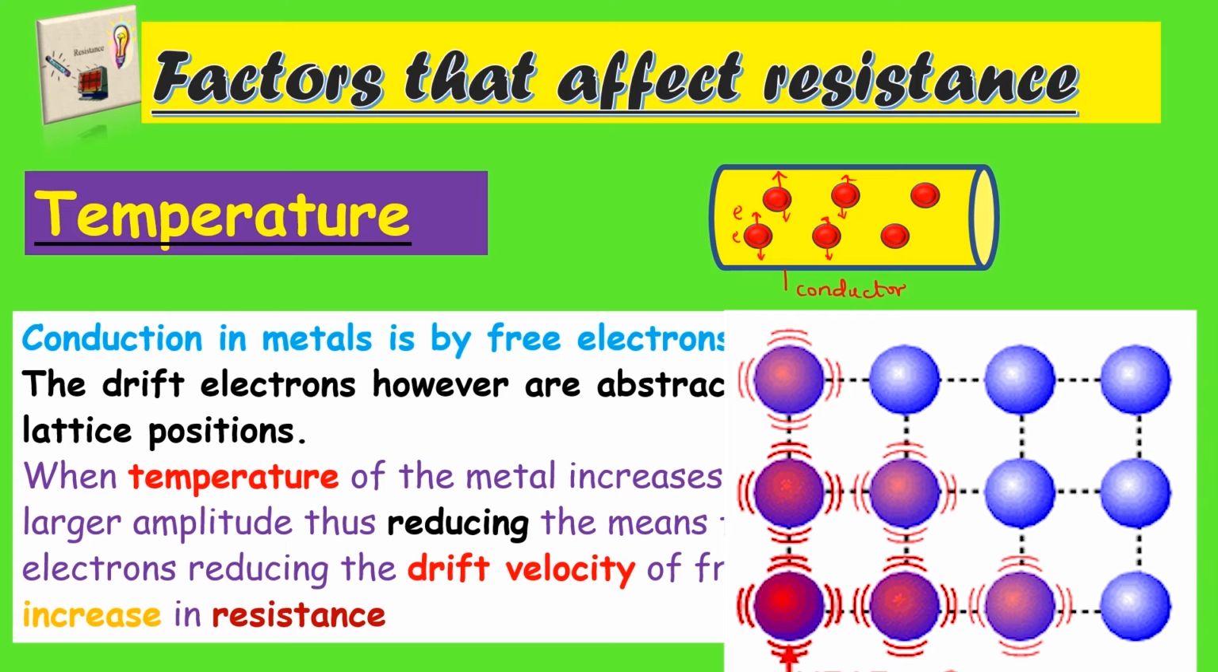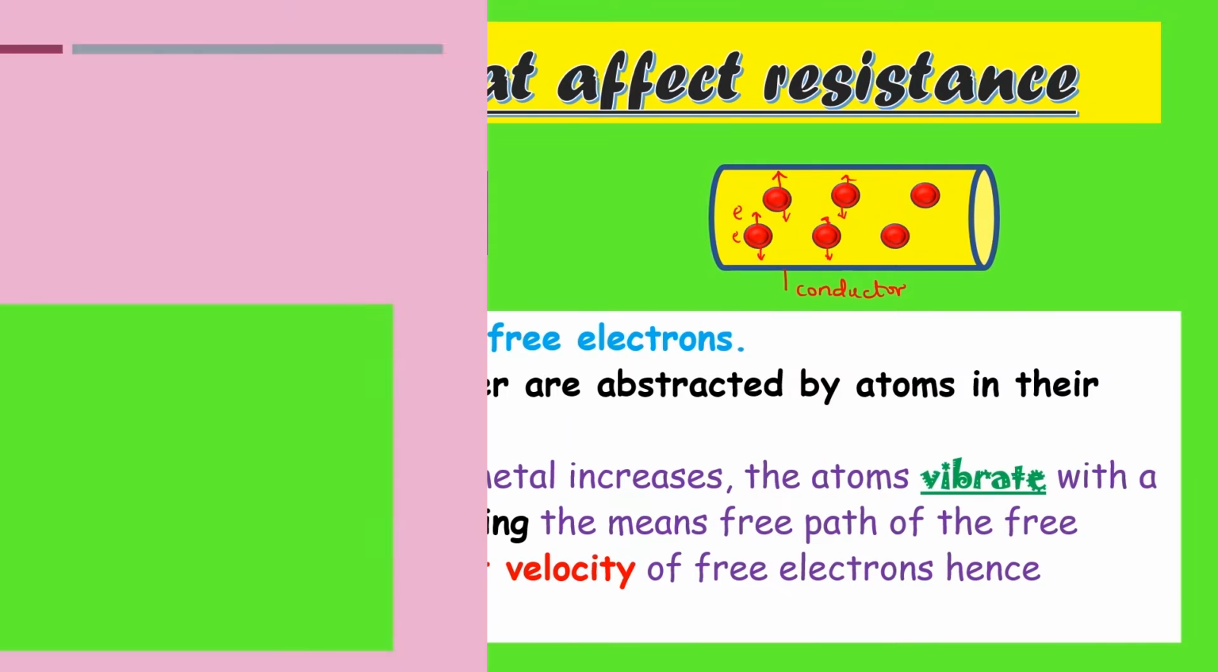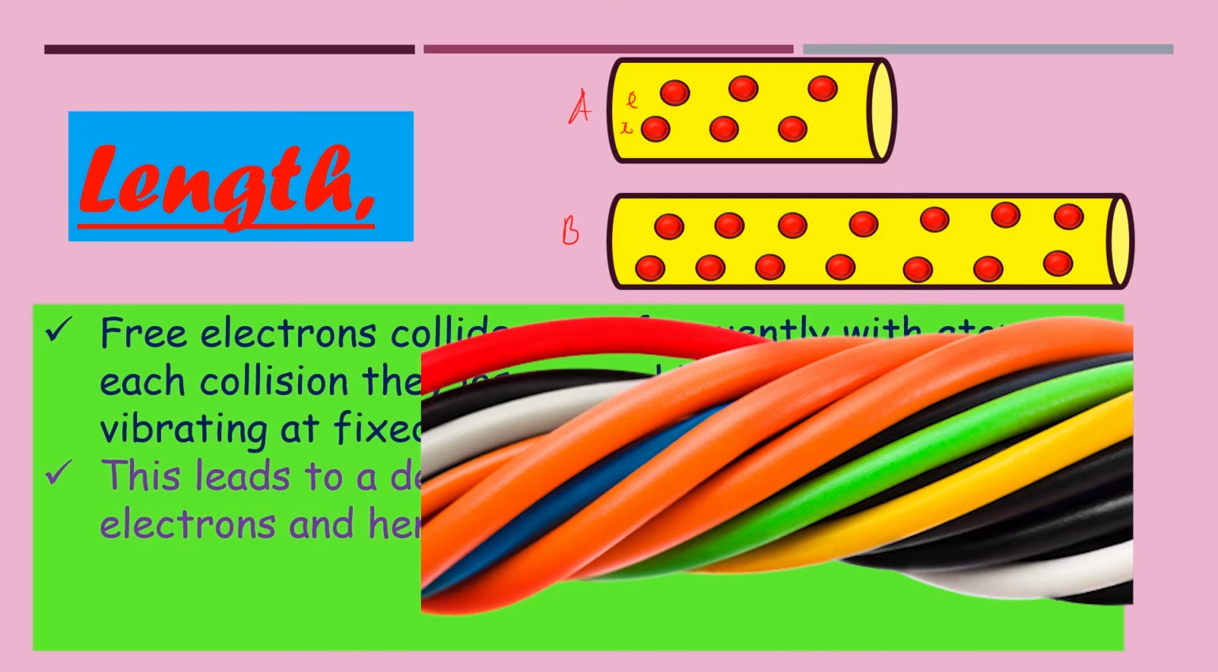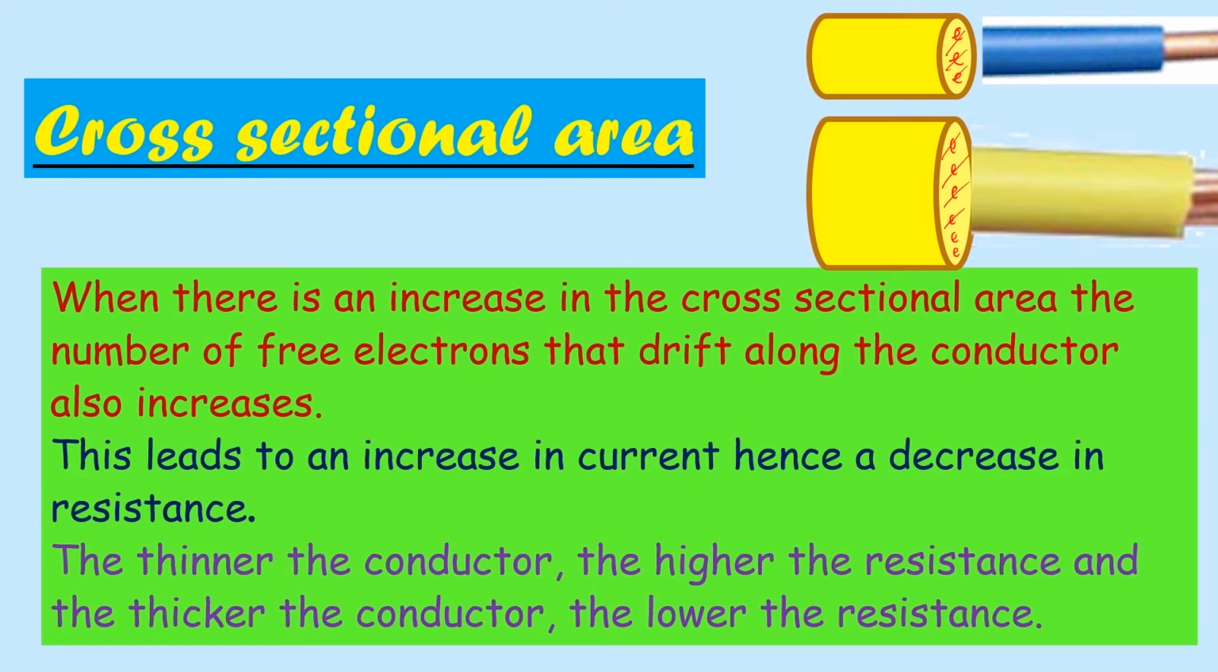In our previous lesson, we discussed the factors that affect resistance of the conductor, and among those factors, temperature was a pivotal factor. Then we also talked about the length of the conductor and the cross-sectional area of the conductor, and those three factors were very paramount when it comes to the resistance of the conductor.